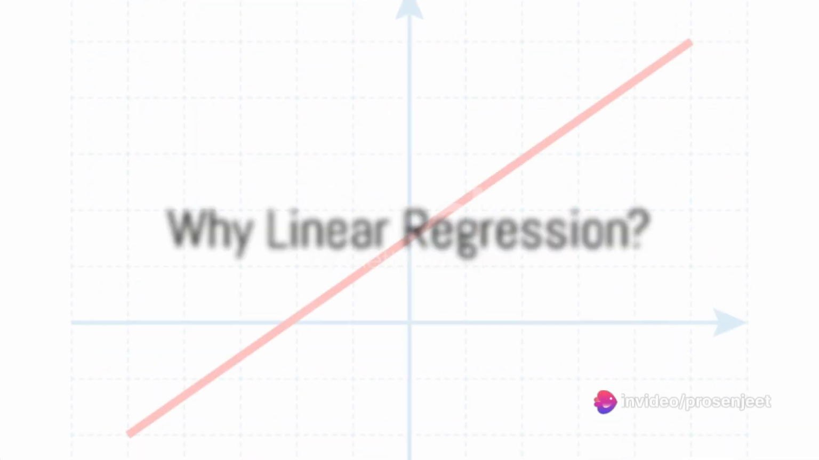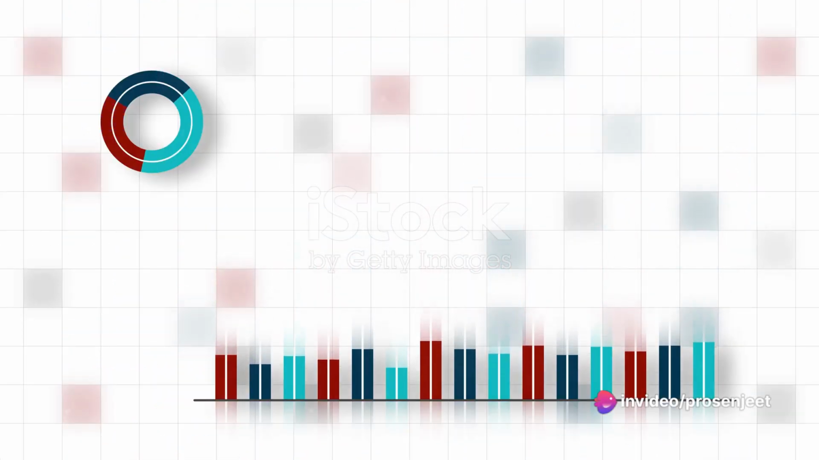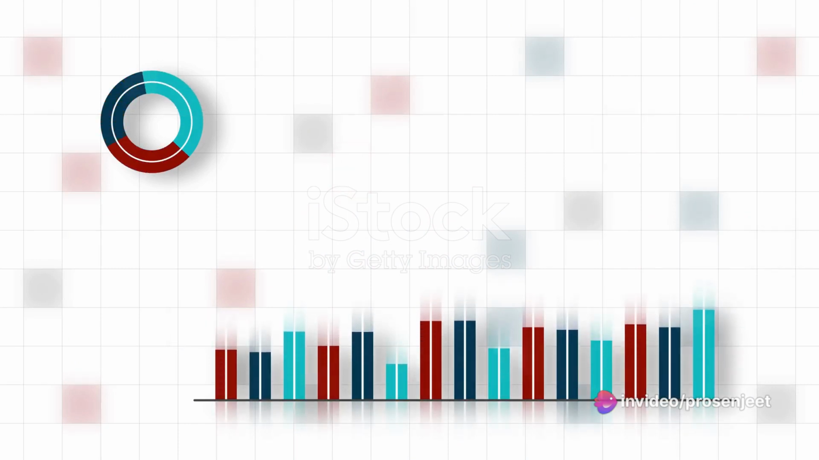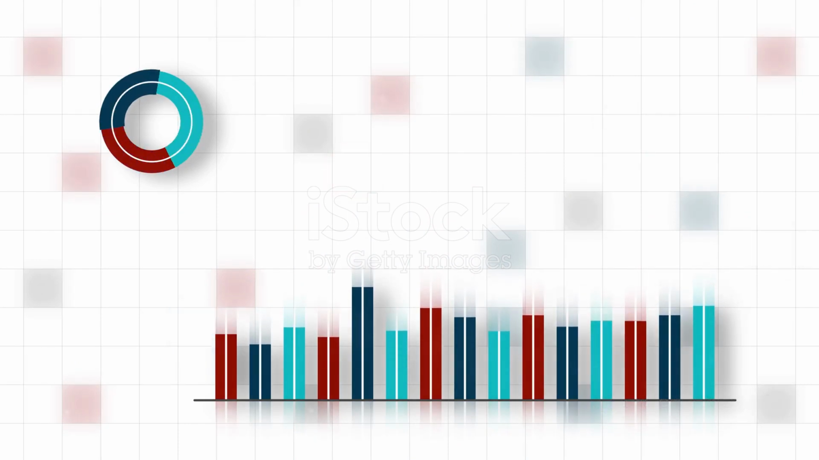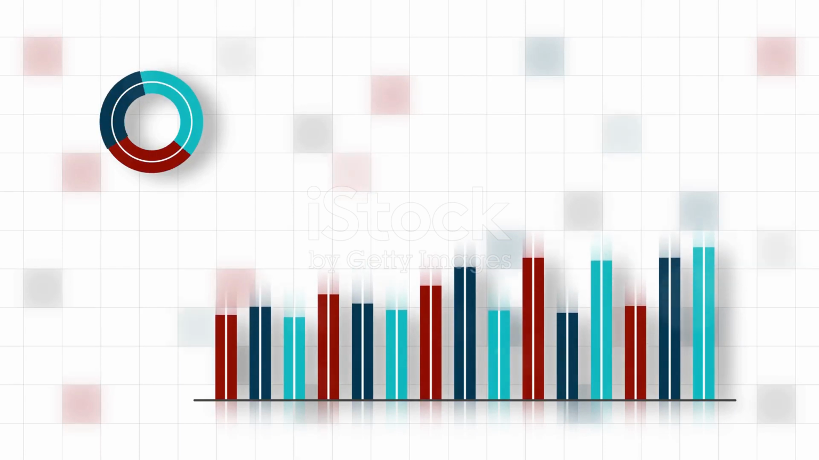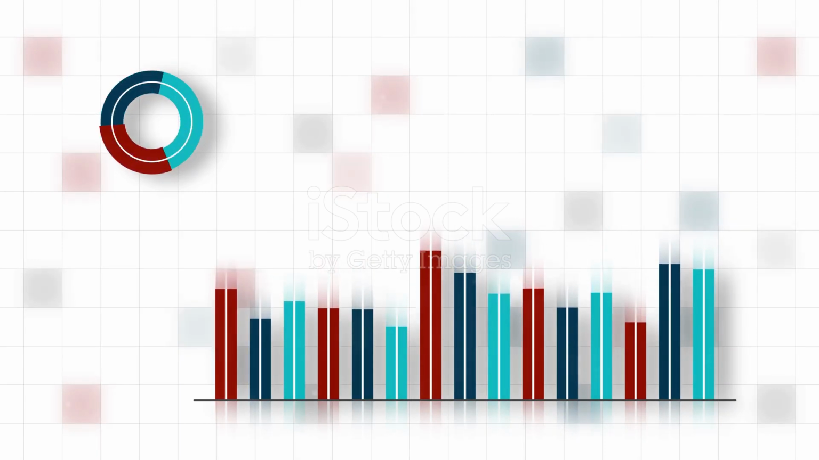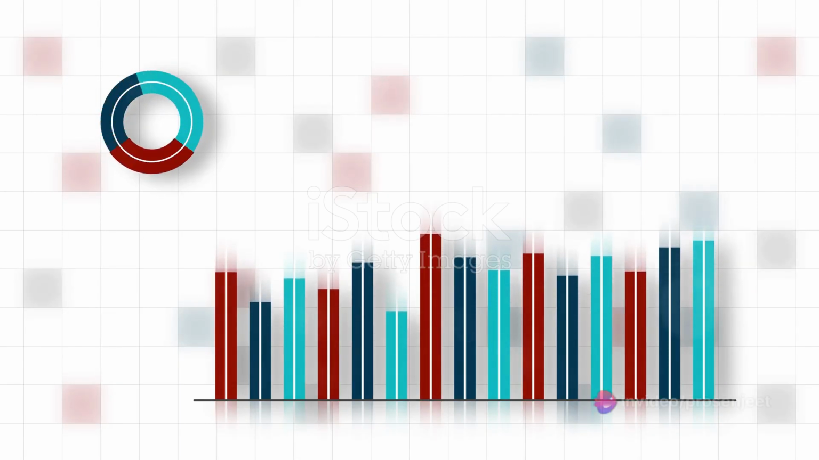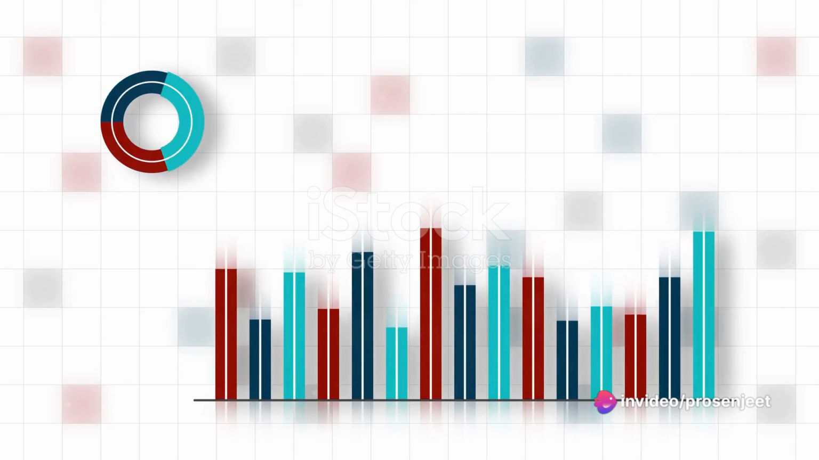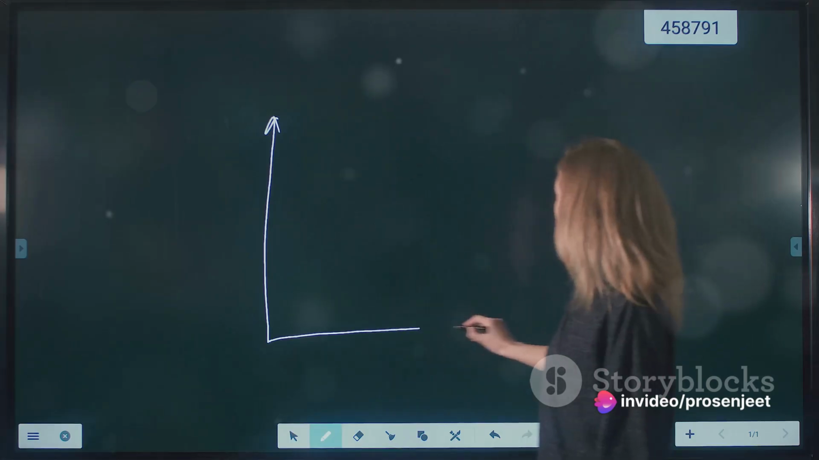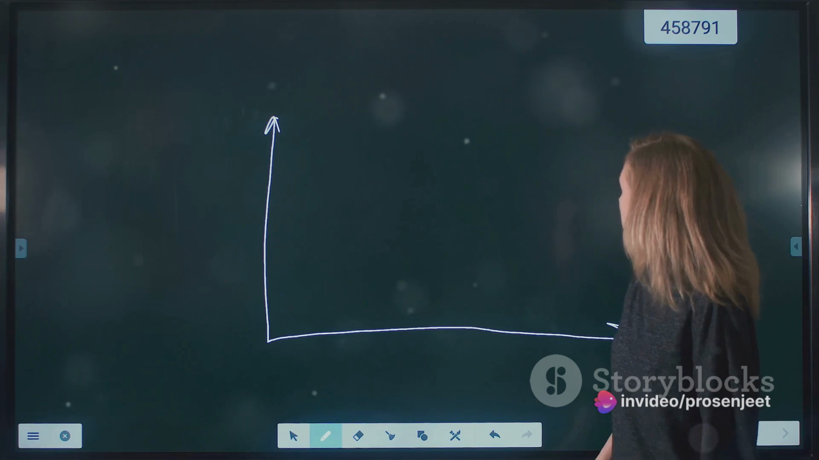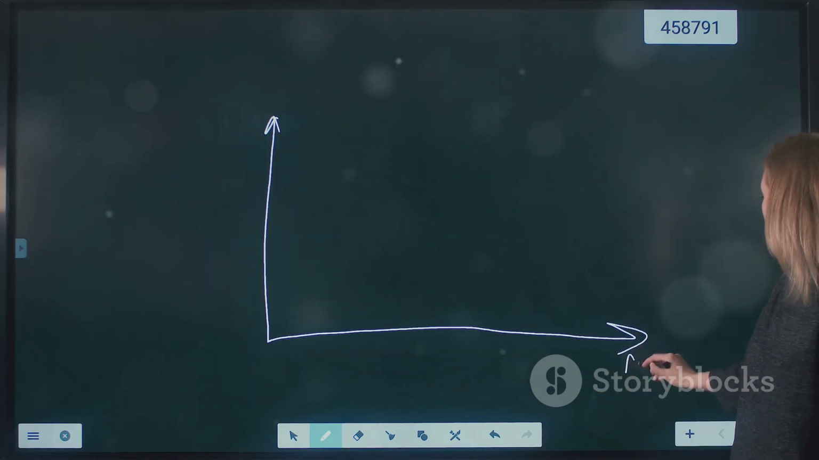Ever wondered how businesses predict their sales for the upcoming year, or how a doctor can predict a patient's recovery time based on certain factors? The answer lies in a statistical method you may have heard of, linear regression. Now, picture this. You have a bunch of data points scattered on a graph and you need to find a line that best fits these points. That's essentially linear regression in a nutshell.